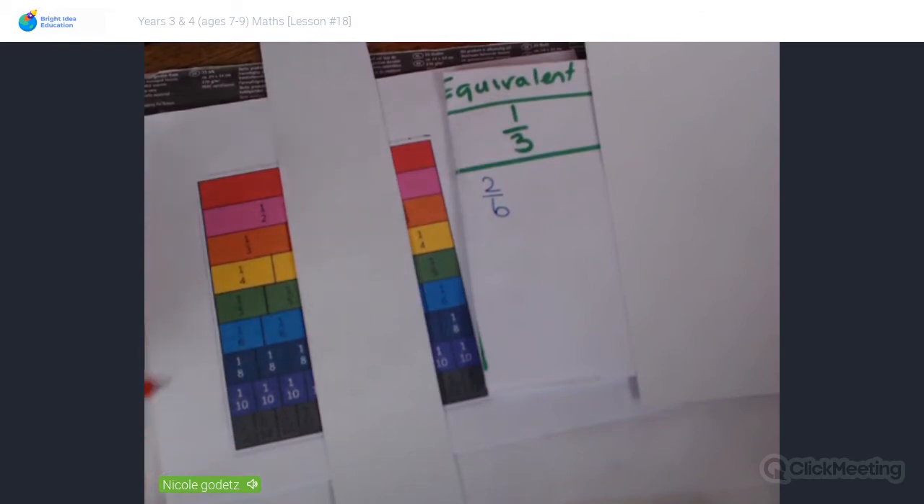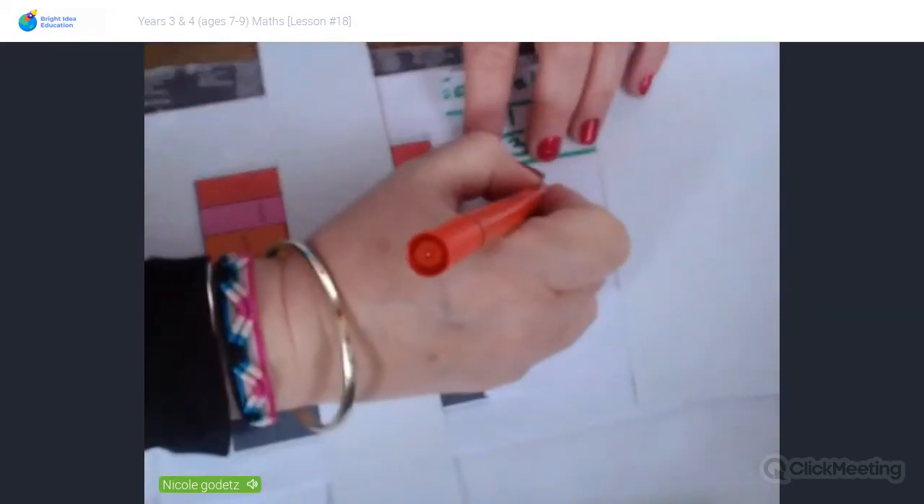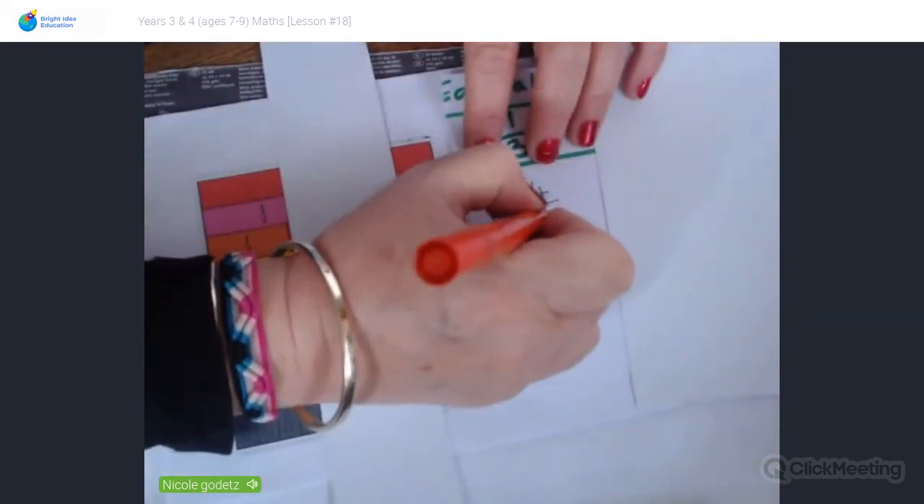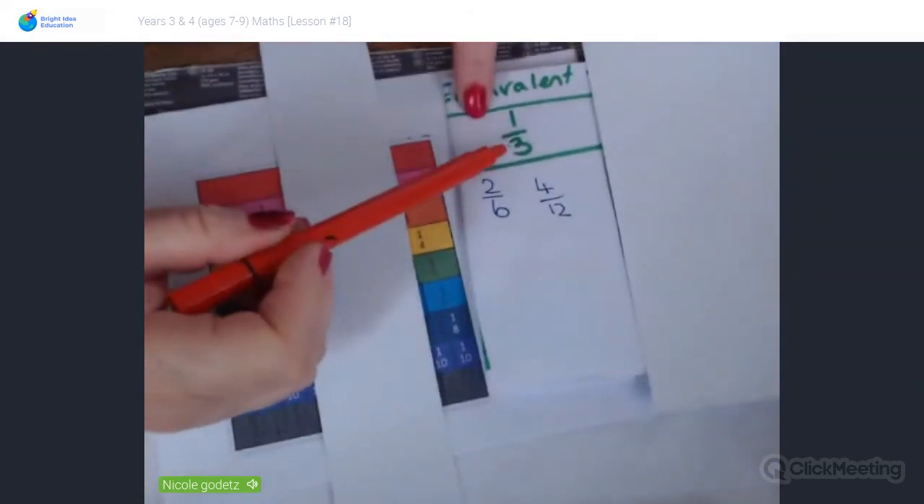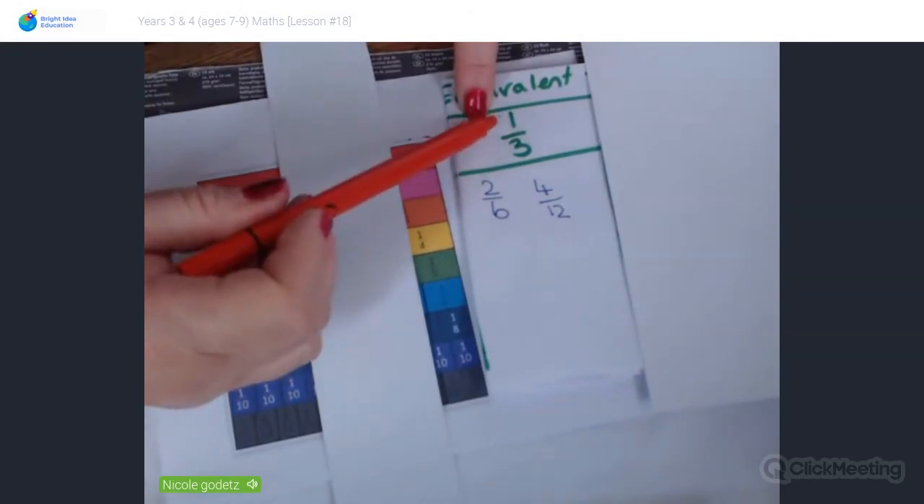So how many twelfths? 4 twelfths. Remember, because 3 4s are 12. Okay, so here we are, relationship. The bottom is 3 times as big as the top.